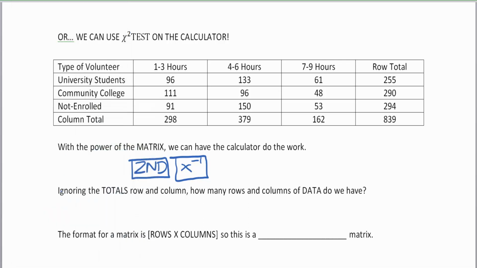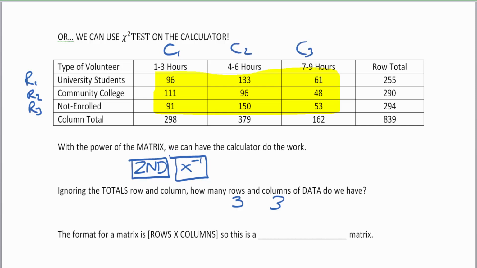So first of all, let's ignore the totals row and column. Ignore them. They're not needed. The calculator will do all of that work for us. How many rows and columns of the data do we have? And what we're talking about is the data that we observed, or collected. So the answer to that question is that you have 3 rows, that's row 1, row 2, and row 3, and then we have 3 columns, that's column 1, column 2, column 3.